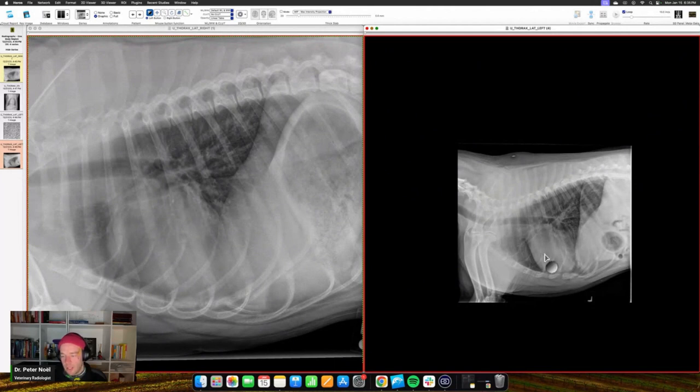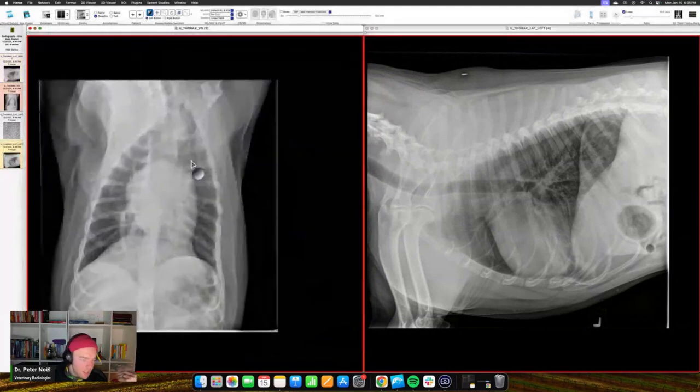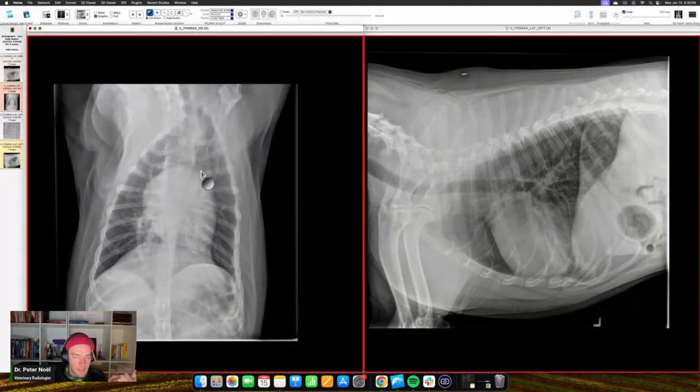That area should look like this area, and it's just more opaque. And then you zoom in, and you go, oh, that's an air bronchogram. And I don't care that you can't really see it on the VD view. I've been burned so many times by going, I can't see it. I mean, it's real. It's there. It's probably hiding under here.